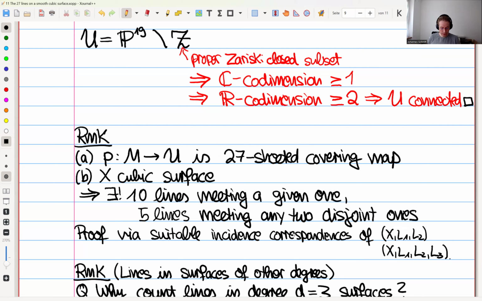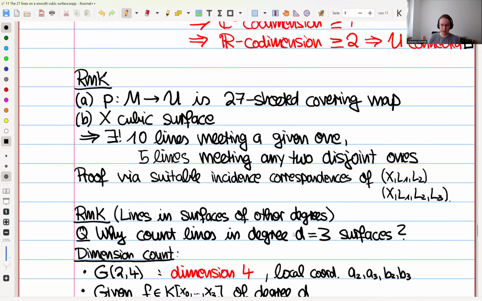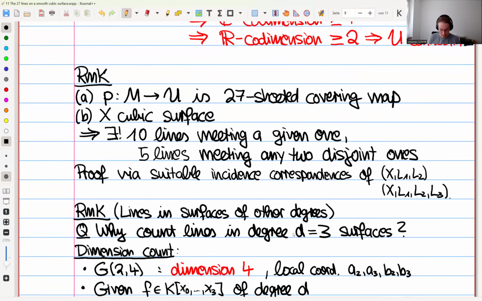And the last thing that I want to say in this video is why are we even counting things in a cubic surface? It seems pretty arbitrary. Why did we choose cubic surface? Why didn't we choose quartic surfaces or quadric surfaces and so on? And now that we have seen the proof, we can actually understand where this cubic surface comes from. So let's say we want to count things in surfaces inside P3, but let's say we allow the degree to vary. What happens for different degrees?